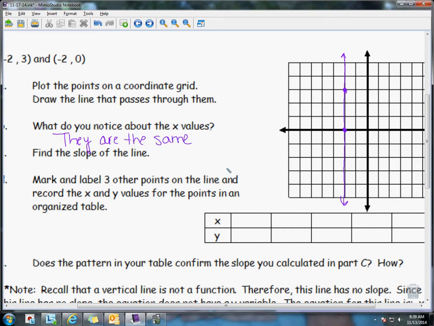It says find the slope of the line. Okay, so if it's just straight up and down, the slope of this line is going to be called undefined. So we're going to put m equals undefined. And I'm going to show you why in just a second with our table why it comes out to be undefined.